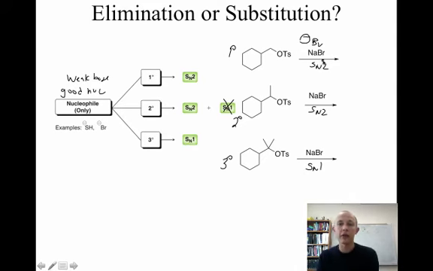But whenever you see sodium bromide, you want to think substitution. It could be SN2, it could be SN1, but it's not going to be elimination because it's not a strong enough base to carry out a proton transfer reaction.